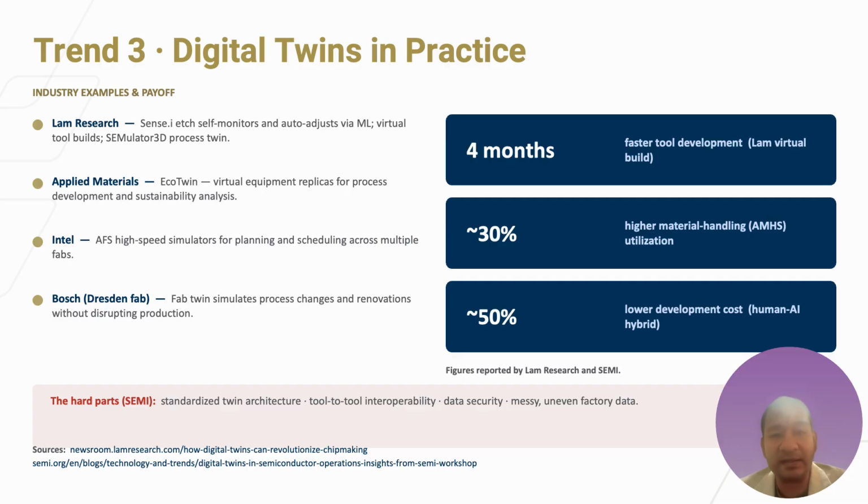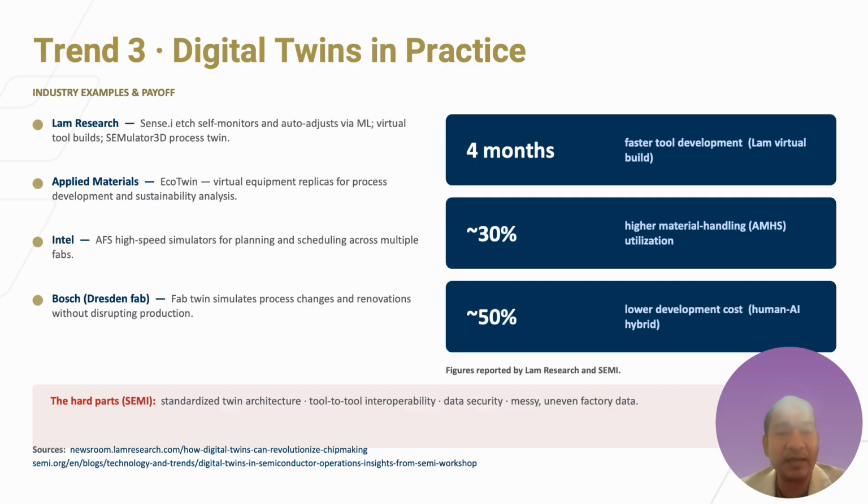Here it is in practice, and I'll frame this carefully as what each company reports or what these tools are designed to do. Lam Research says its etch tools can monitor and tune themselves with machine learning, and it reports using virtual tool models to help shorten development cycles. Applied Materials has built virtual copies of its equipment that can be used for process development and for sustainability studies.